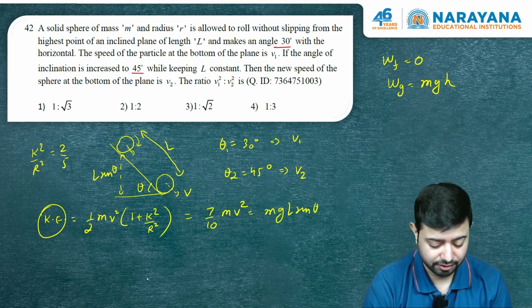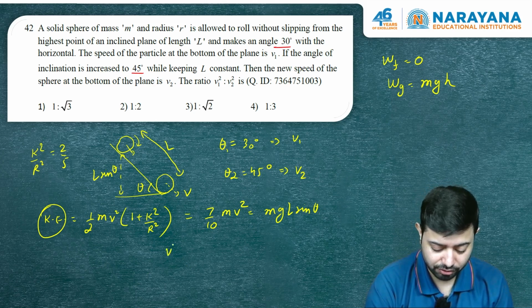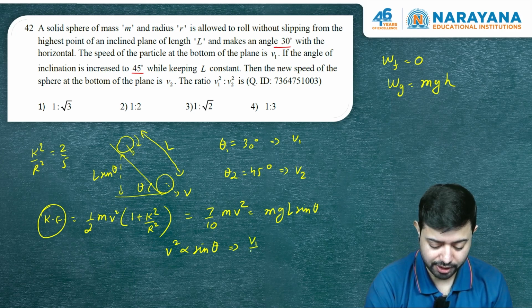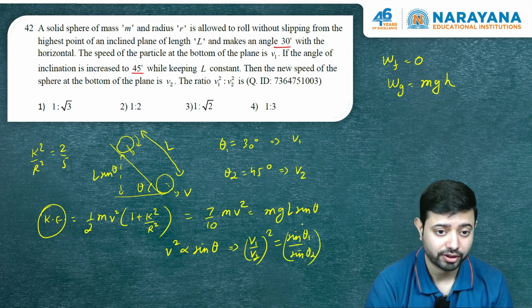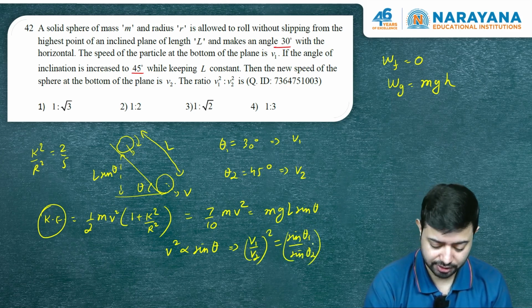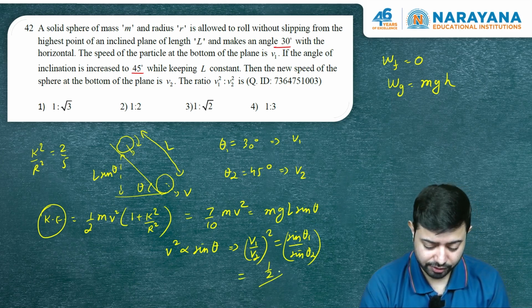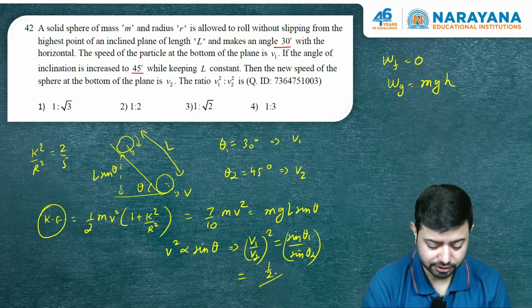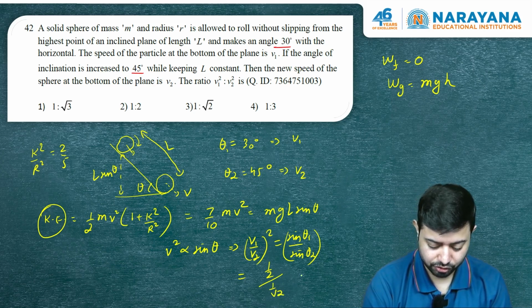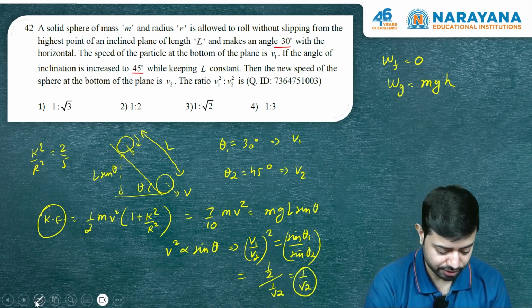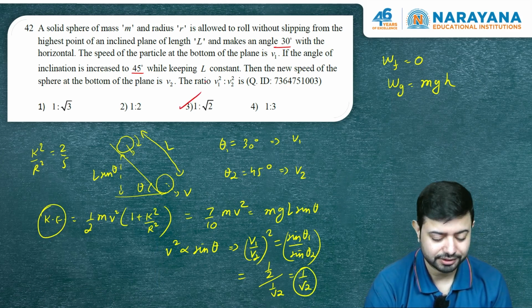I can easily identify now over here that my v square is proportional to sin theta, and therefore, (v1 by v2) whole square is nothing but sin theta 1 by sin theta 2. Sorry, no square, it is just sin theta 1 by sin theta 2. So, what is sin theta 1? Sin 30 is half. What is sin 45? Sin 45 is going to be 1 by root 2. So, overall it is 1 by root 2. So, that is my answer. Which option is matching? It is third option. I hope it is clear.